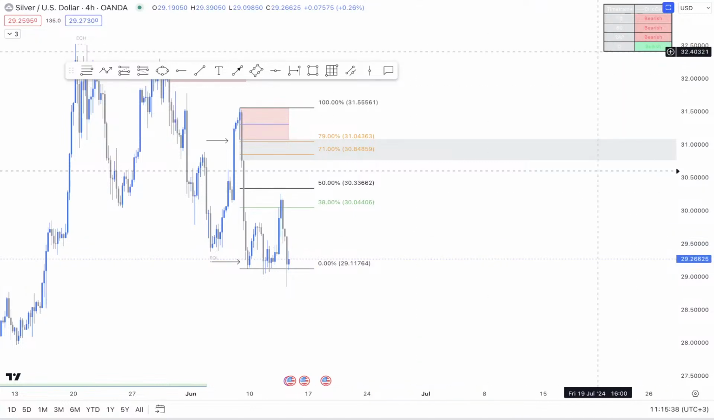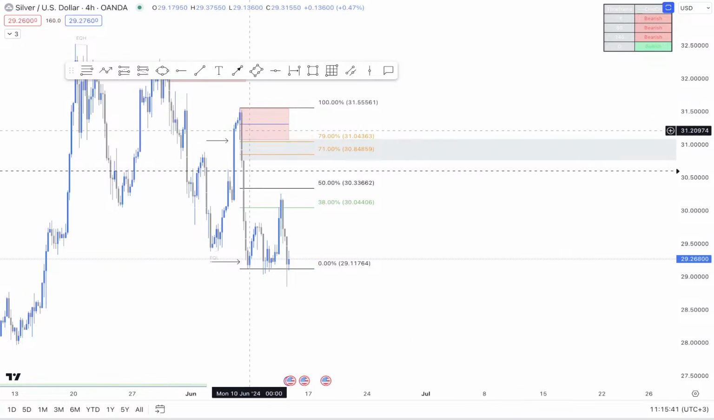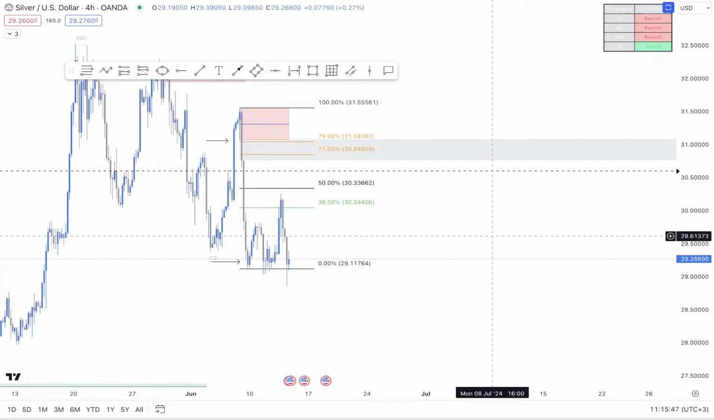4-hour is also bearish on the graph, and we can see that above the fair value gap, we have an unmitigated bearish trader order block as well. So yeah, on that note, we'll end today's metals analysis right here.